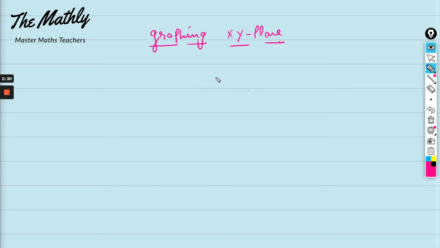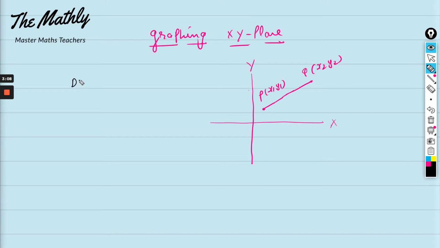Let me have a line. Let's suppose this is an XY plane. Let's say this is the Y axis and this is the X axis, right? Now, let's suppose we have 2 points, P and Q. Let's say this point is P with coordinates x1, y1, and this point is Q with coordinates x2, y2. Now, what if I want to find the distance between these 2 points? How can we do it?